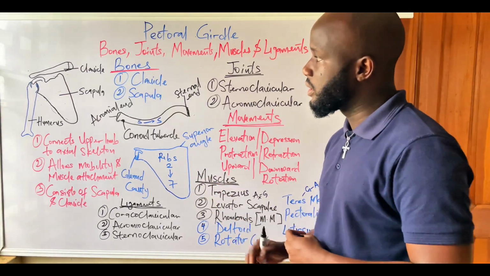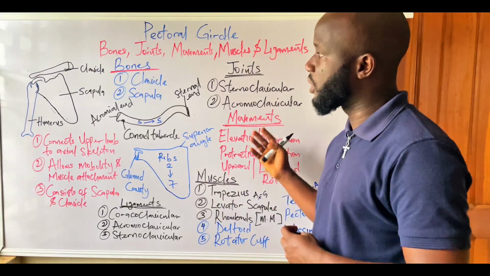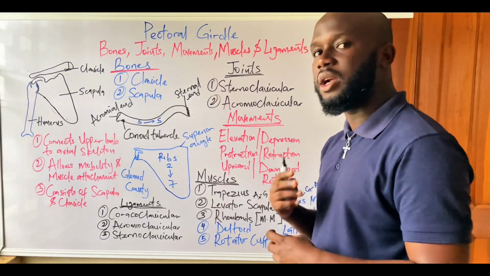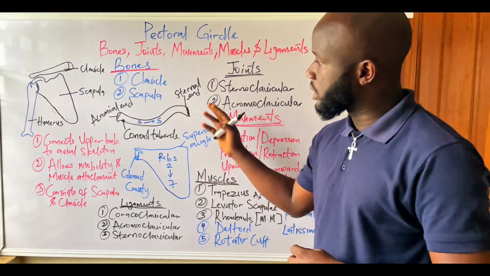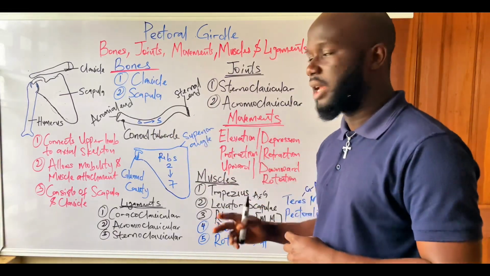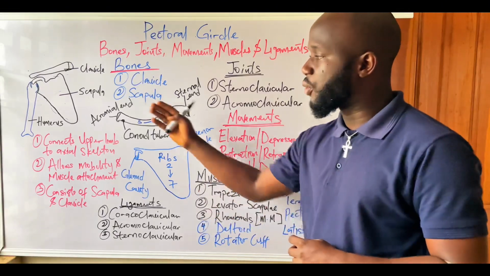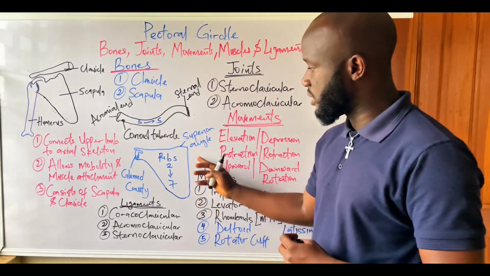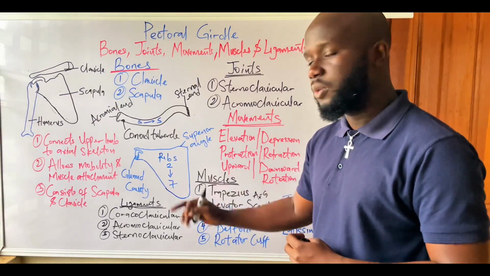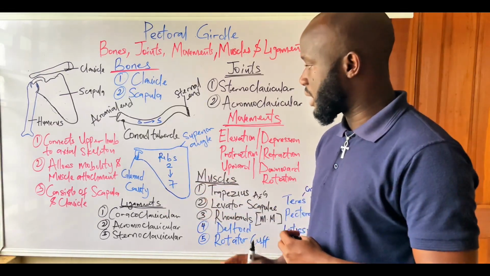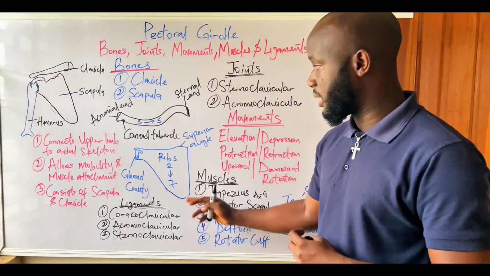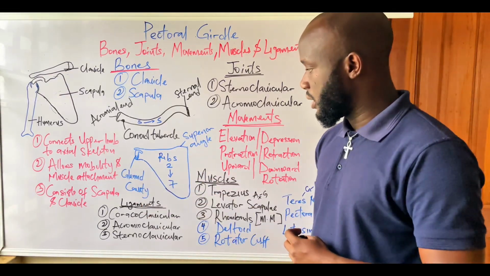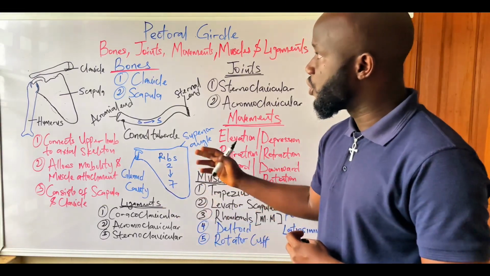Once again, the bones involved in the formation of the pectoral girdle are the clavicle, which is a palpable and subcutaneous bone. It has two ends, the sternal end, also the medial end, and the acromial end, which is also the lateral end. The second bone involved is the scapula, which is a triangular bone that has a superior angle and an inferior angle, and also the glenoid cavity, and it covers from rib 2 to 7.